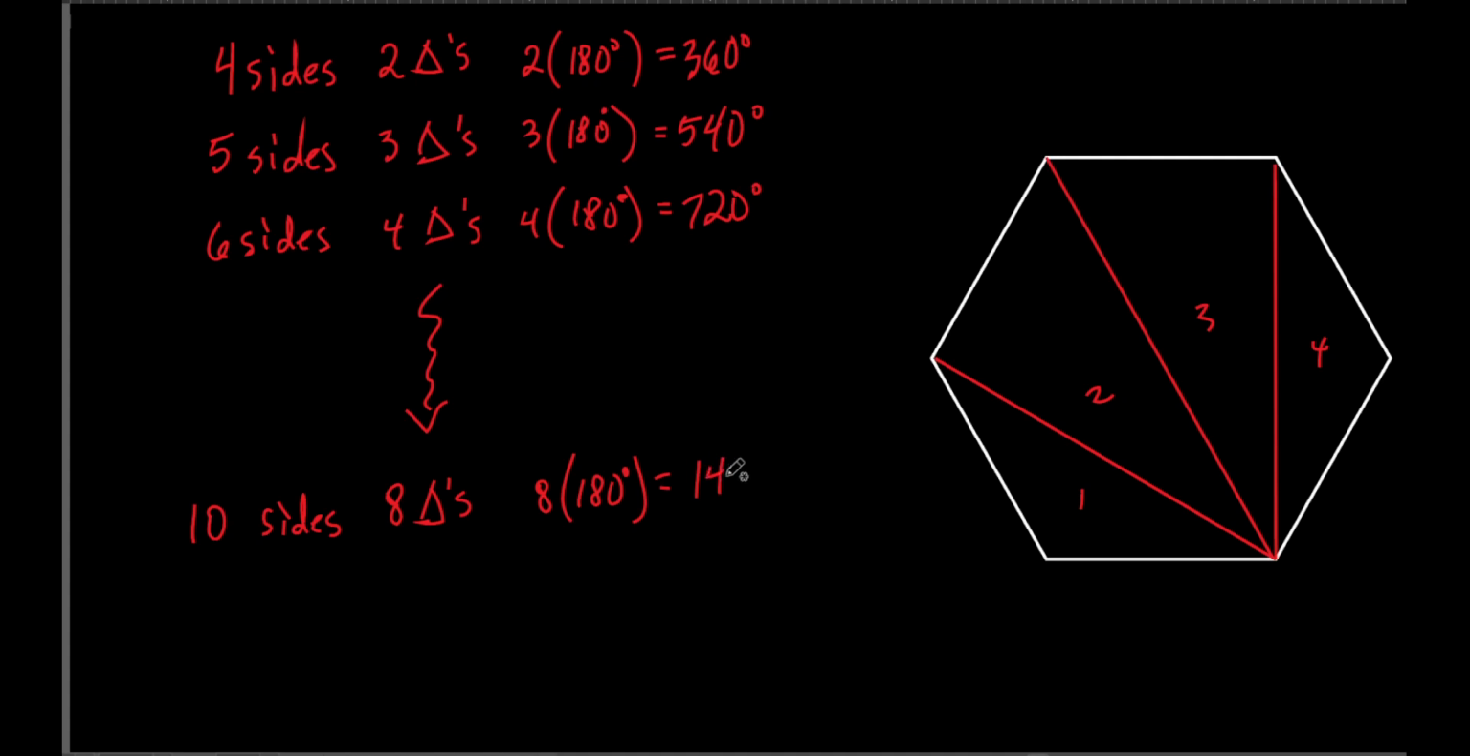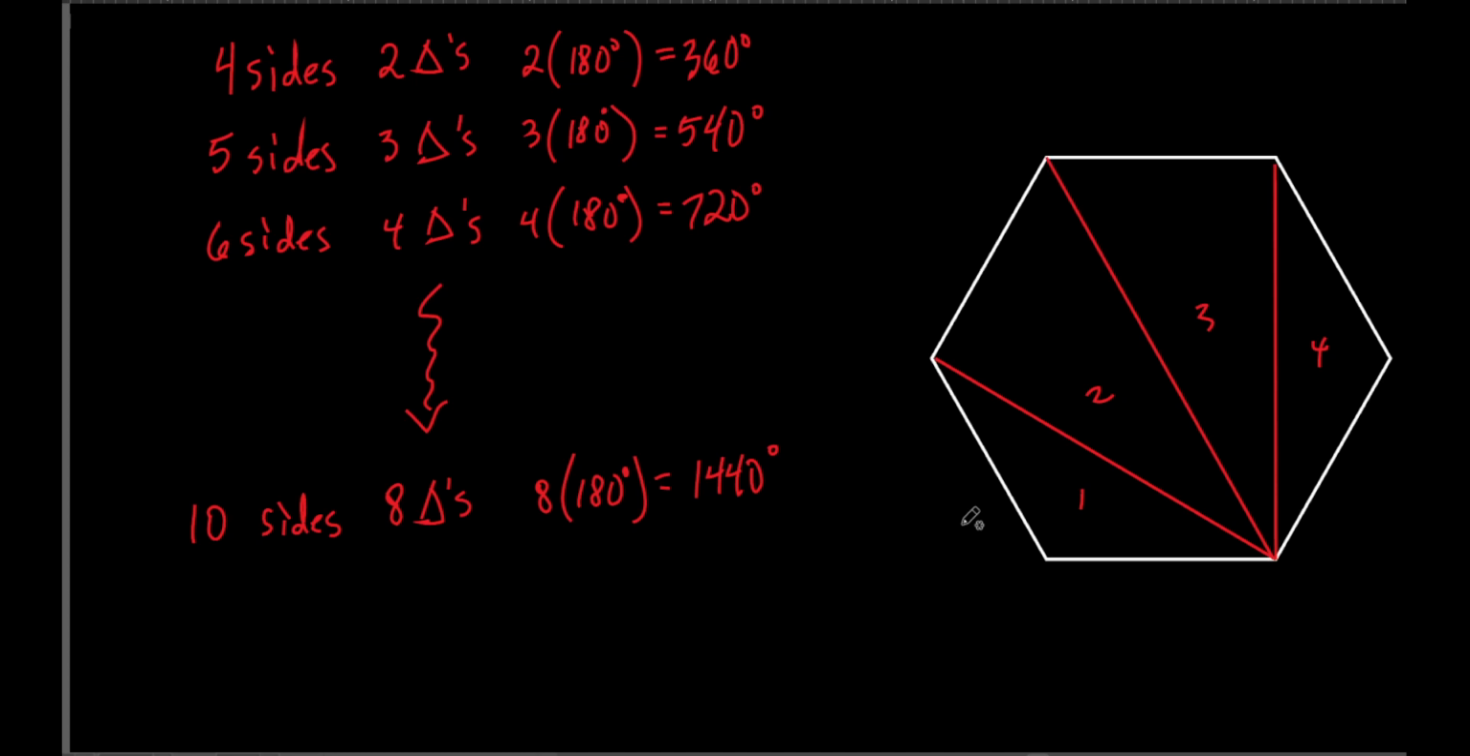So 1440. Okay? So that's how many degrees all the angles add up to be. Does that mean each angle is 1,440 degrees? No, it means all 10 of them add up to 1440 degrees. Does that make sense? It's the angle what? What's the word? The angle. It's the title of the lesson.